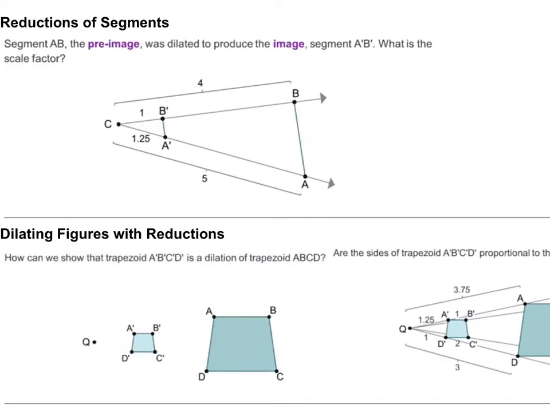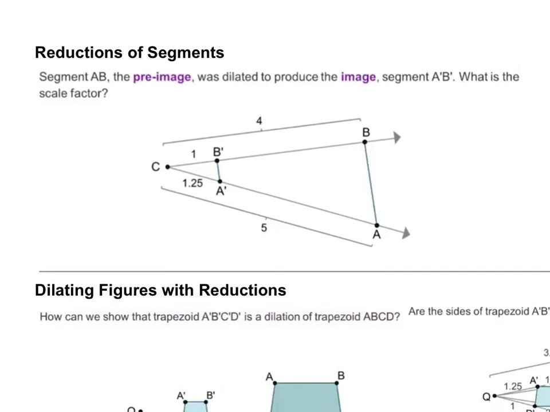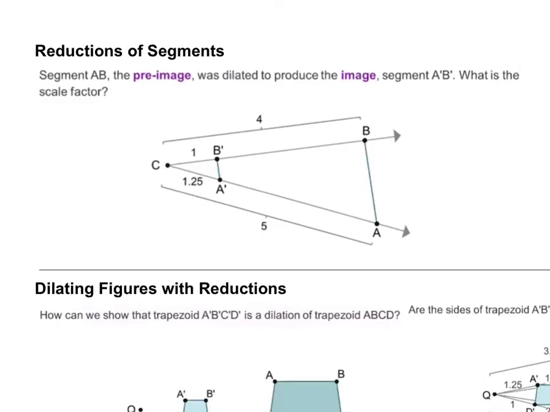Okay, let's look at the next page. On the other page, we talked about enlargement of segments. Let's talk about the reduction of segments. We have the segment AB, the pre-image, the original image, which is dilated to produce the image A prime B prime. So this gets smaller. Notice how this is a lot bigger than this.